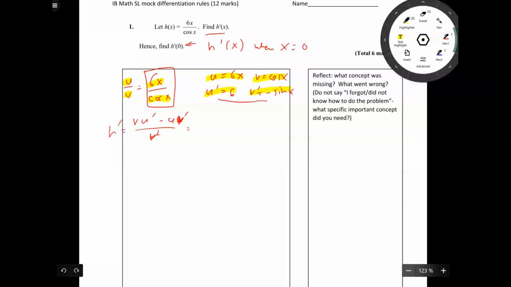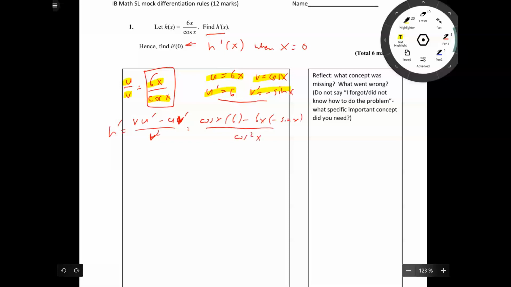So the first value is going to be v, so cosine of x. u dash is going to be 6. u is going to be 6x, and v dash is going to be negative sine of x. And the bottom is going to be cosine of x squared.